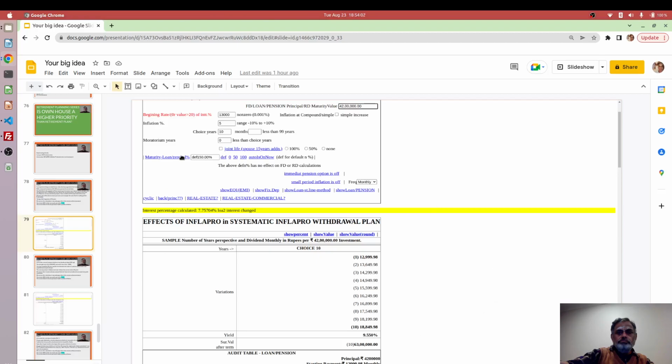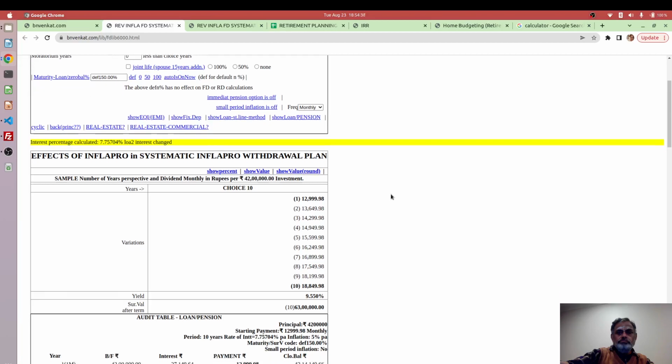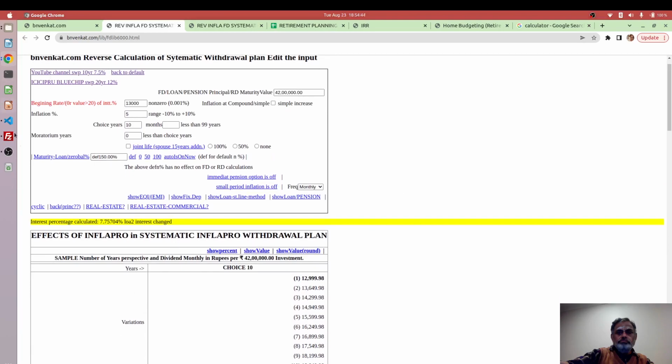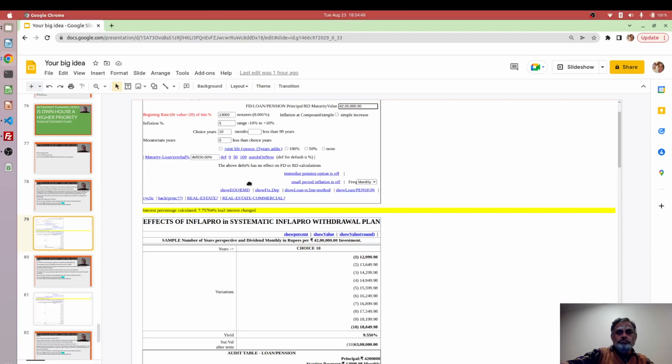The same portion I have shown in the presentation itself. A screenshot is the input given, and we calculated an interest of 7.76%. The rental value for every year is also shown here. Of course, in the original calculation we have an audit table also running, but anyhow the screenshot of this portion was given in the presentation. Now let us see.